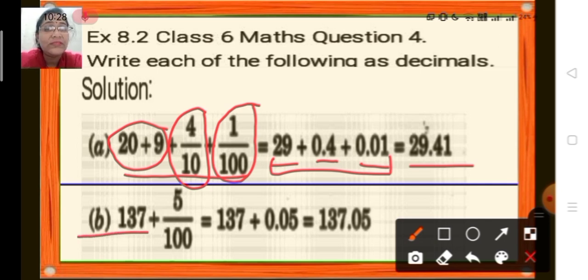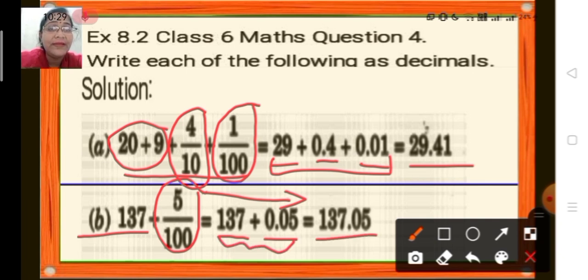Now next is B sub question. In that what is given to us is 137 plus 5 upon 100. Children, we will keep the whole part as it is, then we will convert this, and adding these two quantities we will get the required sum as 137.05.